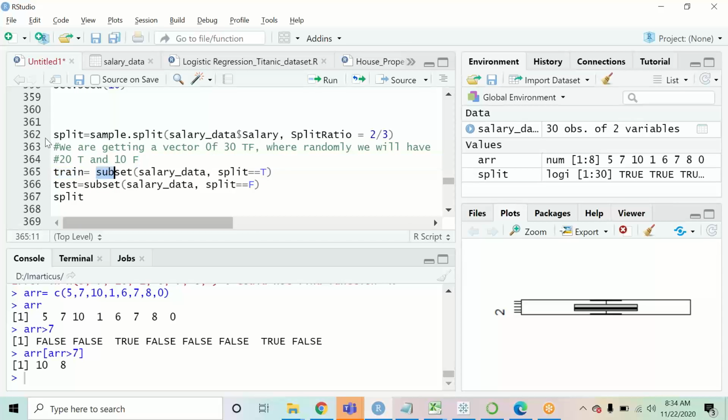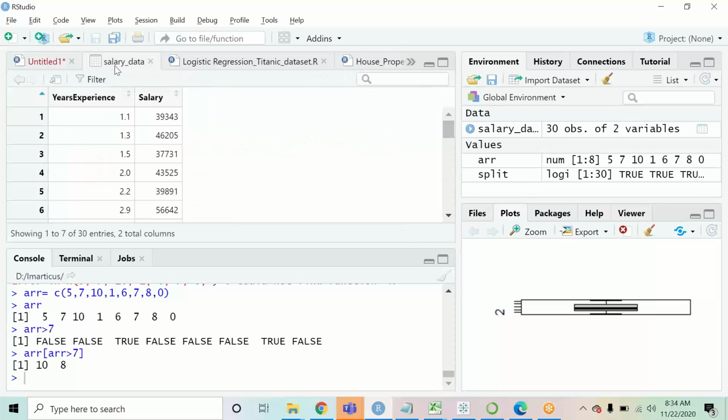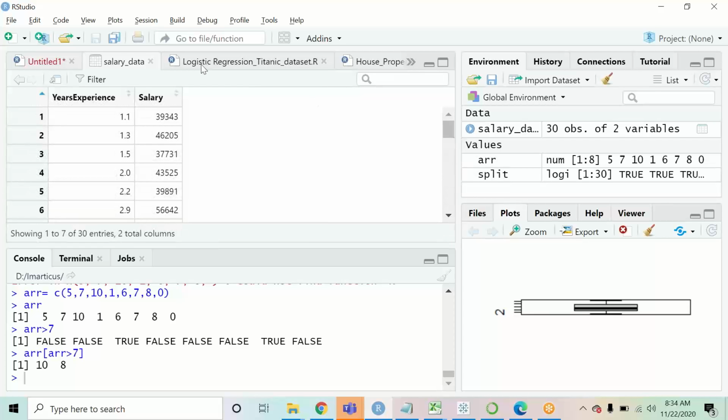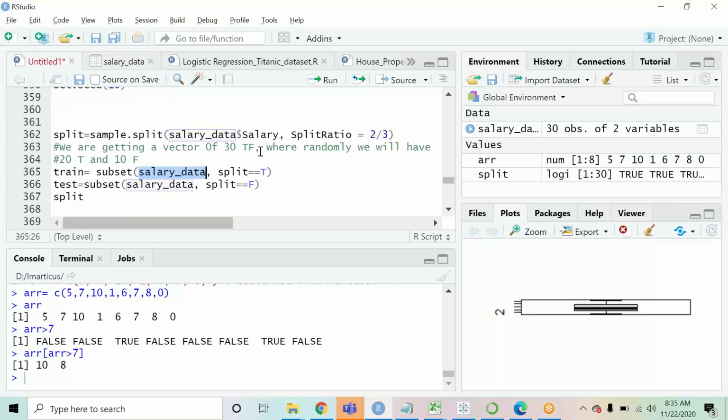In this, I would like to have a subset. Subset of what? I want a subset of the salary data, because salary data is complete: 30 rows. These are all the 30 rows that I have. So from this, for the row numbers where split equals true, I'm just picking those indexes.